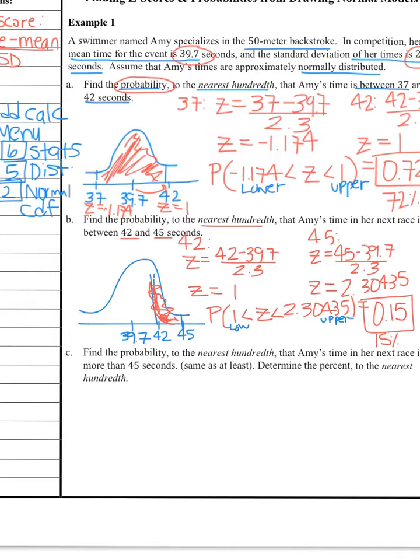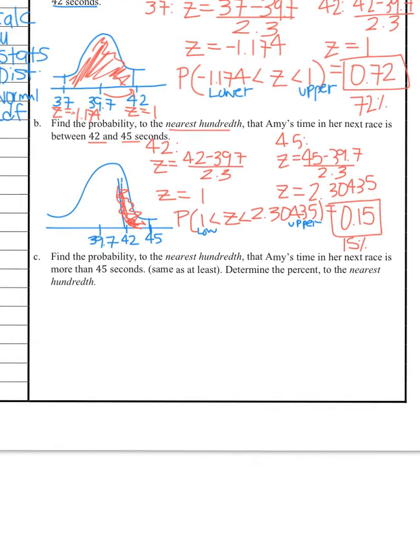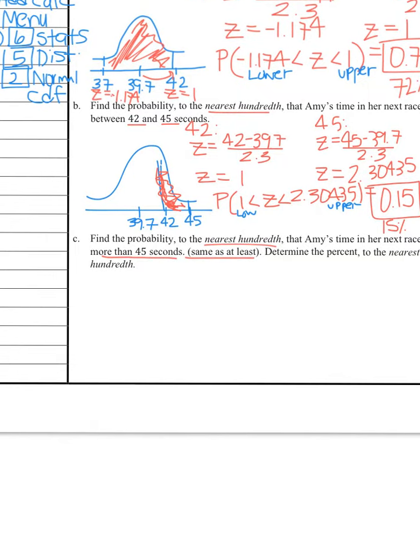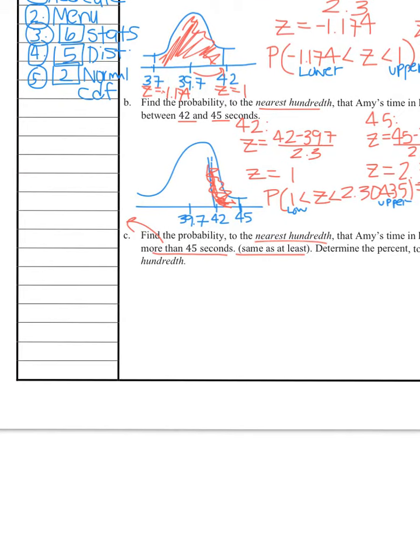Okay, so next example, part C, we've got find the probability to the nearest hundredth that Amy's time in her next race is more than 45 seconds. So this time, which means at least 45 seconds. So if it said that her time is at least 45 seconds, that's the same thing as saying more than 45. So just something to note that more than 45 means that it's 45 or more, or higher.